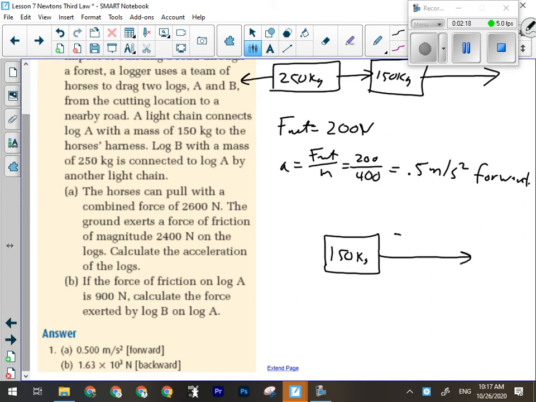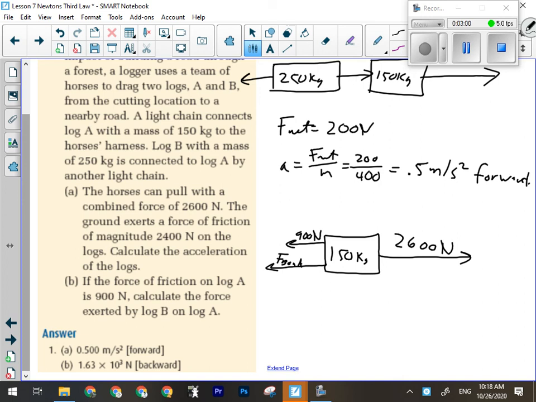I know there's 2,600 newtons from the horses pulling forward. I know there's 900 newtons acting backwards due to friction. Are there any other forces acting backwards? Yes. What is it? Log B. Yeah, the force they want to find. What's the force exerted by log B on log A? Well, log B has to resist. So this is the force of B on A. Everybody follow my logic there? So those are the forces acting on the 150 kilogram mass.